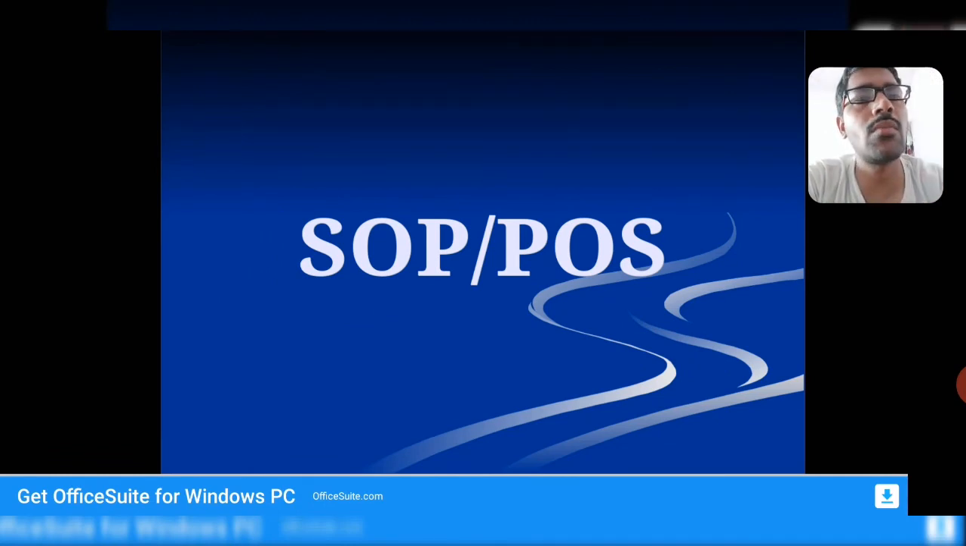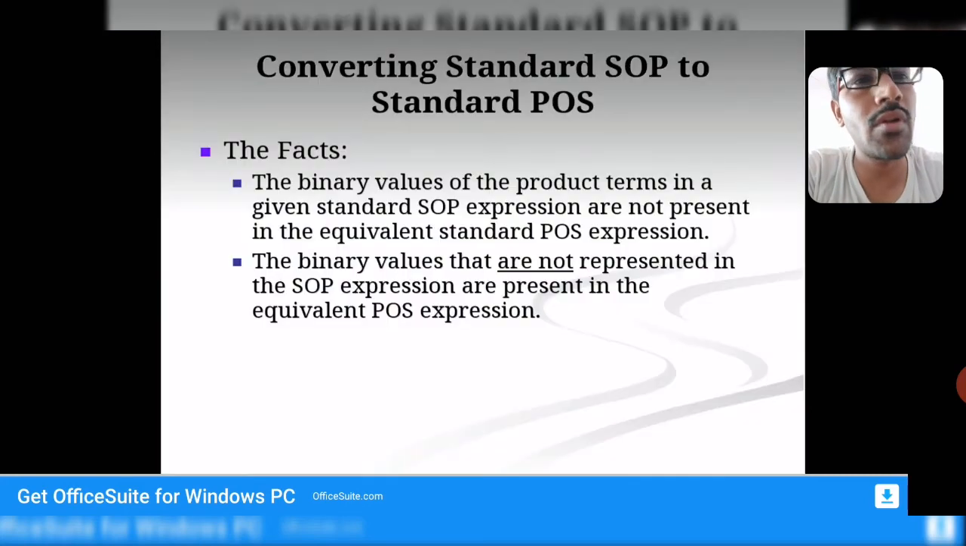Now we can convert sum of product into product of sum and product of sum into sum of product. So converting standard SOP to standard POS, how can it be possible? Before solving, we have some facts to know. The binary values of the product terms in a given standard sum of product expression are not present in the equivalent standard POS expression. The binary values that are not represented in the standard SOP expression are present in the equivalent POS expression.